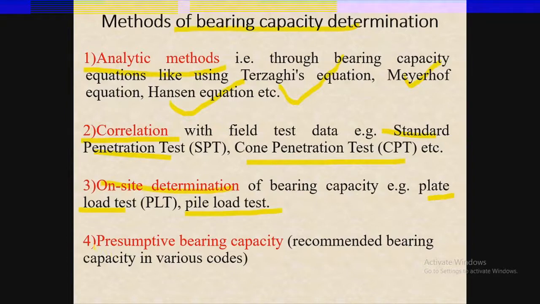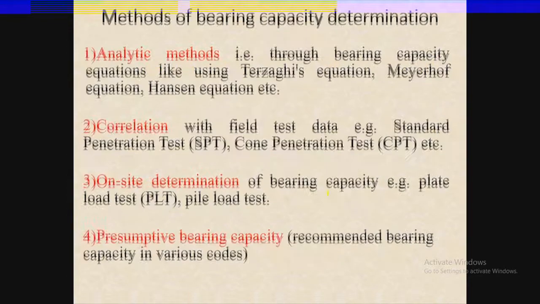Then presumptive bearing capacity. In this technique, we take the bearing capacity of different soils by using different codes available inside each and every country. Like in Pakistan, we can go towards the Uniform Building Code, and over there we can select a particular soil type like SA, SB, SC, SD, SE, etc., and we can find their respective shear strength and the bearing capacity.